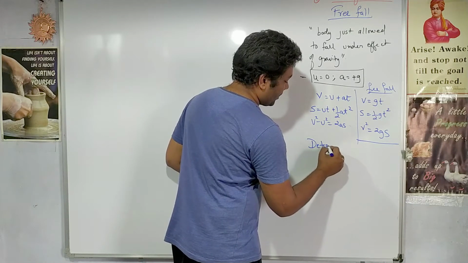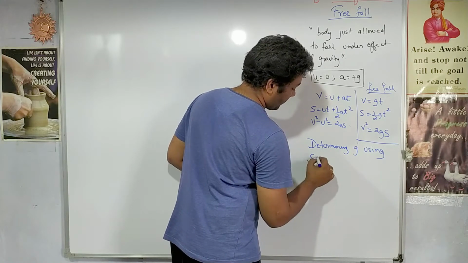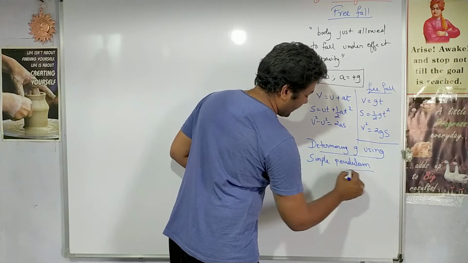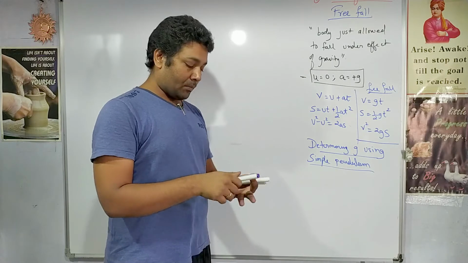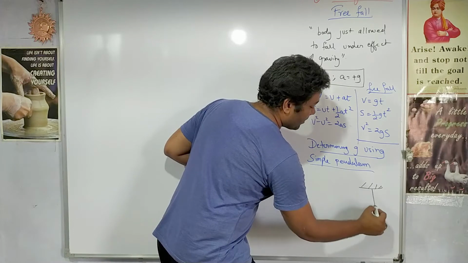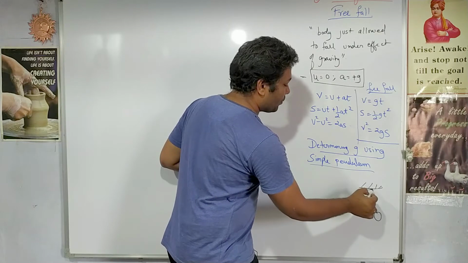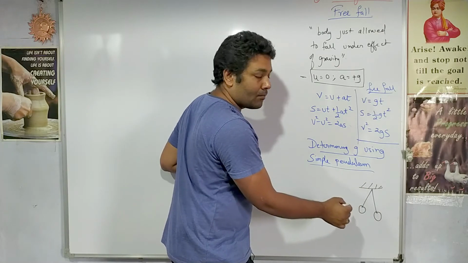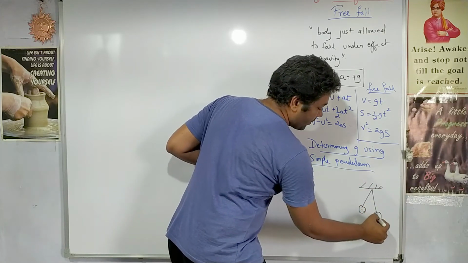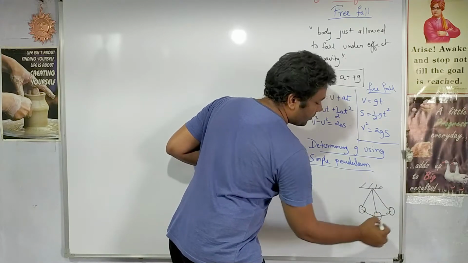Determining g using a simple pendulum. This is an experimental topic. You carry out an experiment with the help of the simple pendulum. You know the simple pendulum: a bob which is suspended from a rigid support. When this bob is pulled to one side at the extreme position and then released, it will undergo an oscillatory motion in this curved path from here to here.